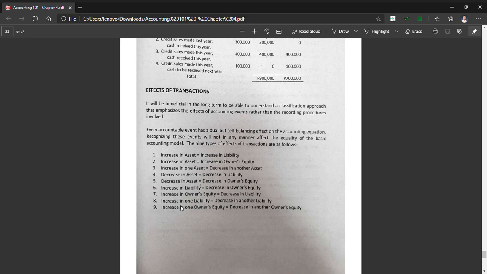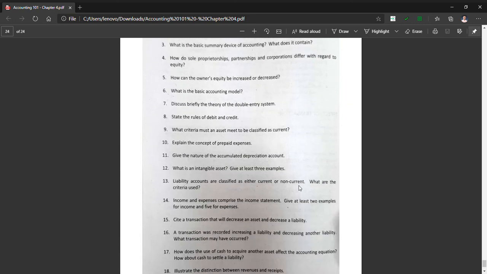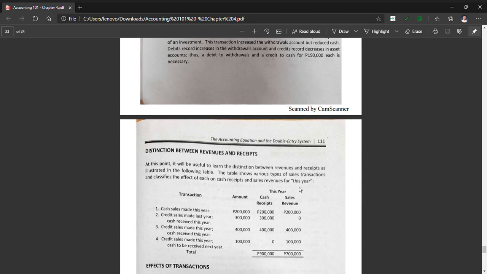Number 8, increase in one liability, decrease in another liability. Bale, pares lang din sila ng sa asset. Right, so, increase in owner's equity is accompanied by any decreases in the owner's equity. So, pares lang din sila ng asset. So, any increases in the right side can be paired with any decreases on the right side. So, yun. So yes, that will end our discussion on our chapter 4.